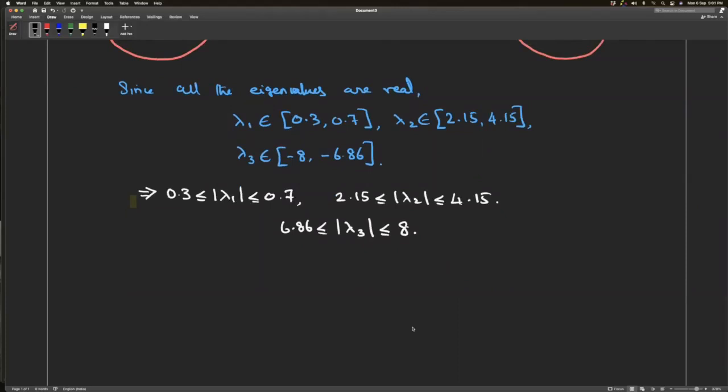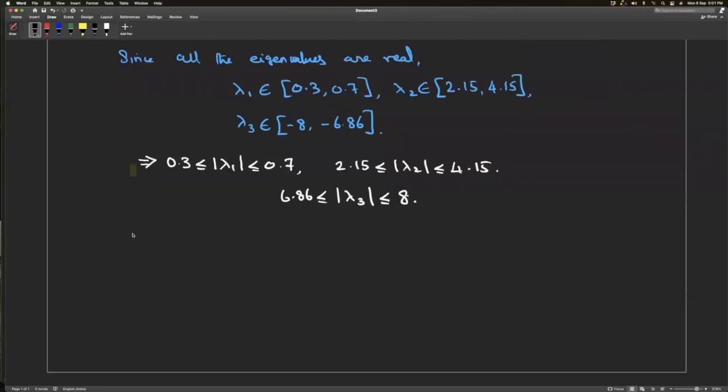Similarly, you can also get the bounds using the Gerschgorin circle theorem applied to A transpose. That may be having a better bound, or combining these two, you can surely have a better bound than this, or at least as good as this, right?